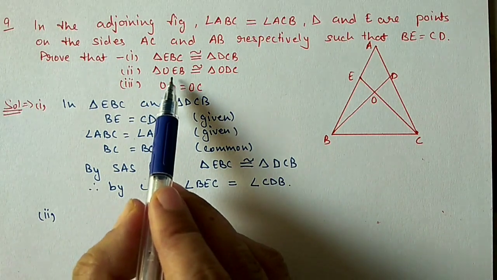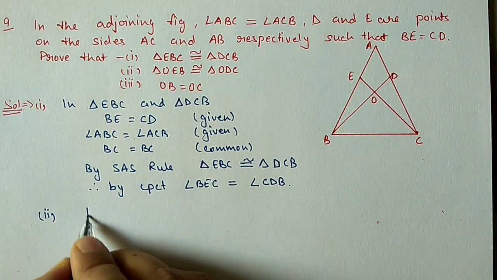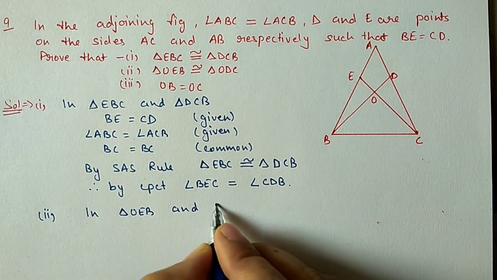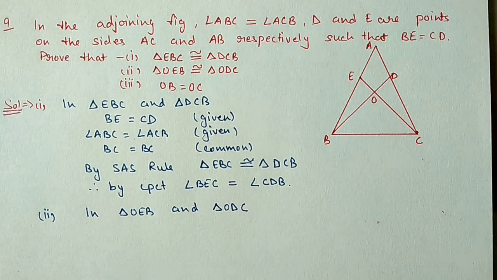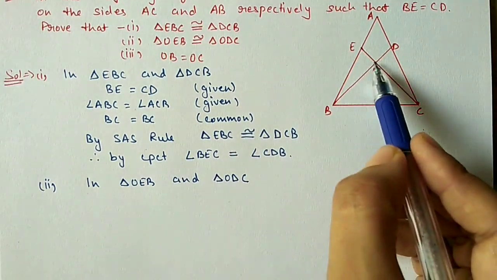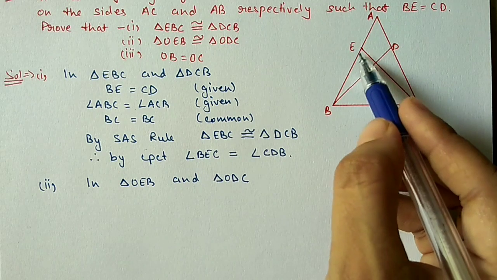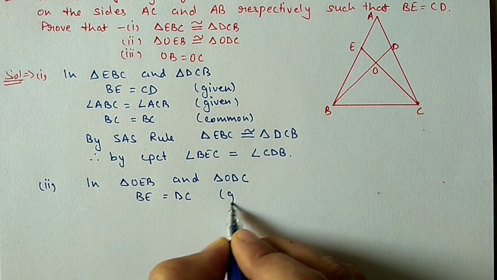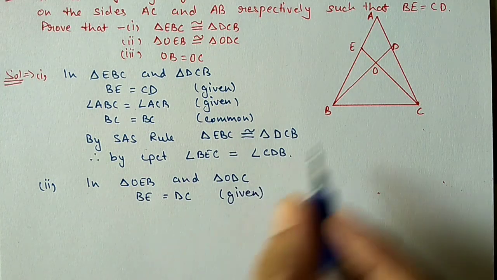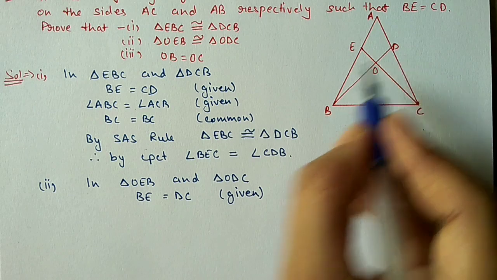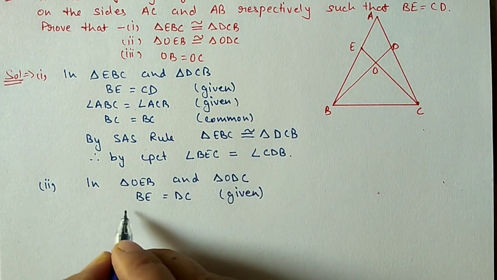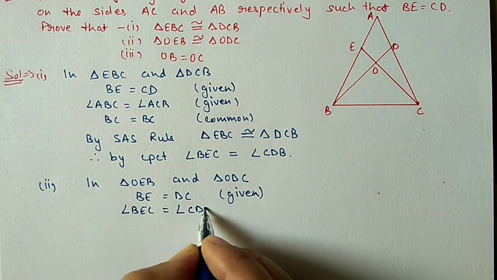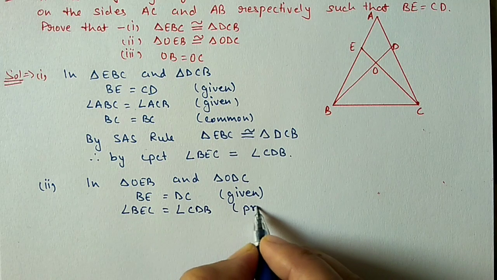In second part we have to prove triangle OEB and triangle ODC. In these two triangles OEB and ODC, first of all we can take BE is equal to DC. It is given in the question. Second thing, we can take this angle and this angle are equal. Just now by CPCT we have proved. So angle BEC is equal to angle CDB. This we have proved in the first part.